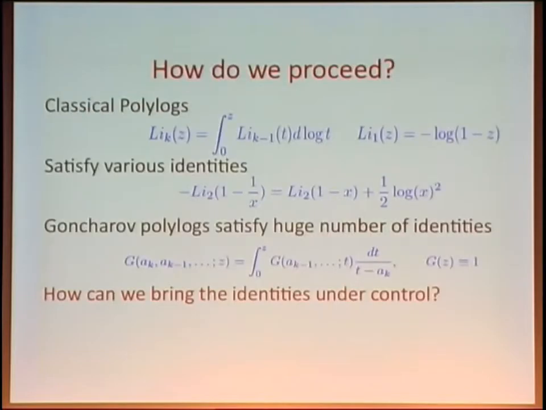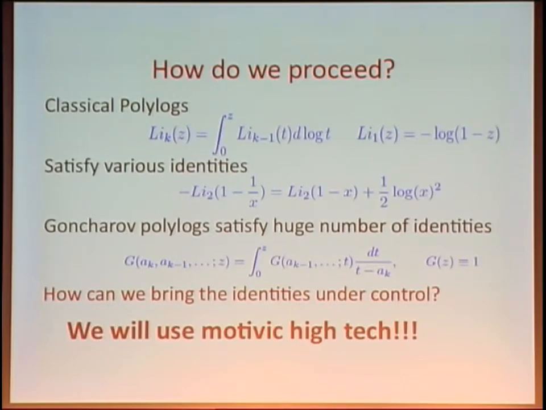All right, so how do we bring these identities under control? Of course, maybe this is not what comes to your mind immediately. Well, that's what comes to Goncharov immediately, since you see a lot of Goncharov polylogs. Well, we're going to use what he calls Motivic high tech. So we got really lucky because he worked in the math department next door. He recently moved, unfortunately, to Yale.